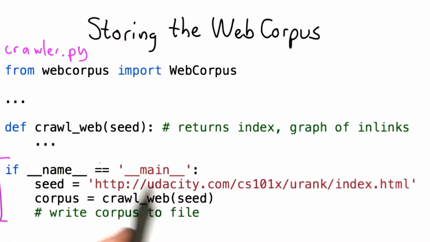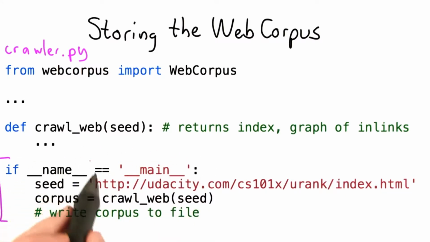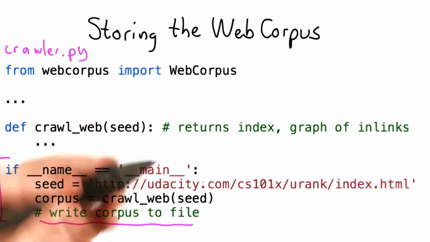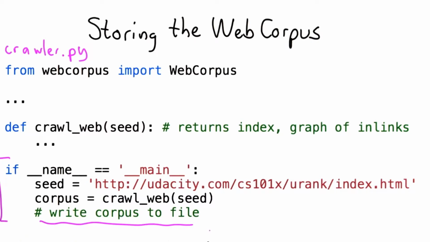So when we run it from the command line, when we run it as the main, and this is one way to test for that, if the name, this is a built-in defined by Python, is equal to main, that means we ran this code directly. What we want to do is do the crawl and write the corpus to a file. That'll be a file that we can load in the server to create the web corpus object.